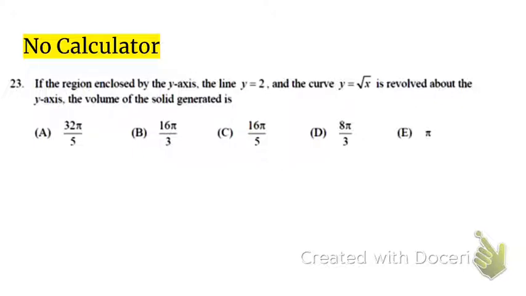So this is from a previously released AP test. It's number 23, which means it's in the non-calculator section. It's also multiple choice. It says if the region enclosed by the y-axis, the line x equals 2, and the curve y equals the square root of x is revolved around the y-axis, the volume of the solid generated is blank. So do me a favor, put your video on pause, do the best that you can to attempt this problem on your own, and then come back together with me once you're done and check your work.